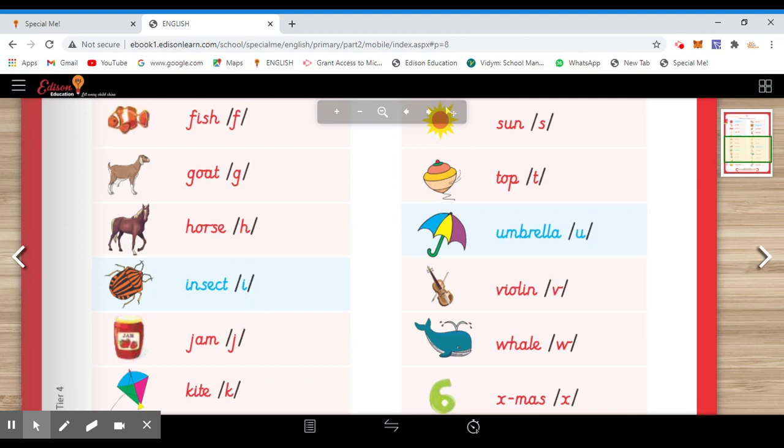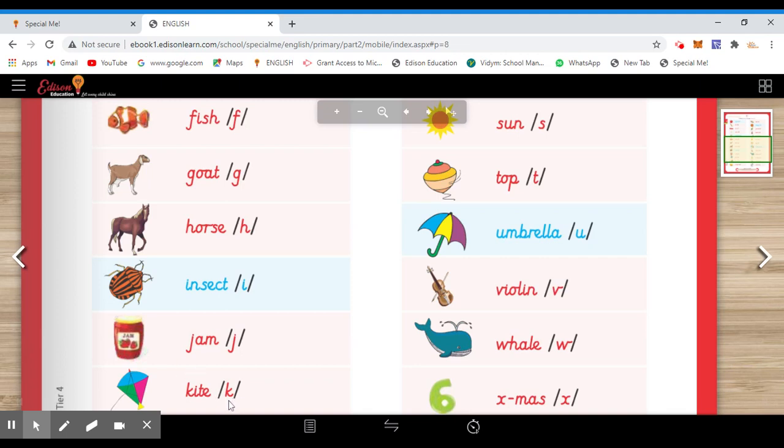And what is a phonic sound of letter I? E. E is a phonic sound of letter I. I, E, insect. Okay, now look at the next letter. Which letter is this? This is letter J. And J is a phonic sound of letter J. J, J, jam. This is a jar of jam.